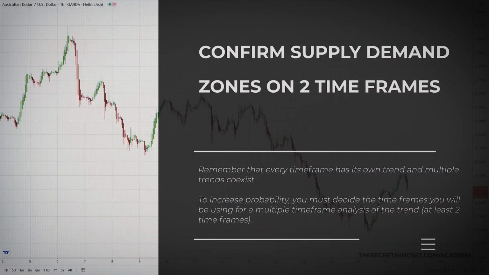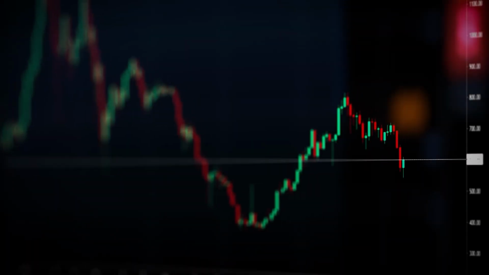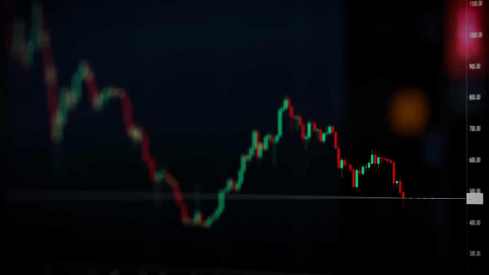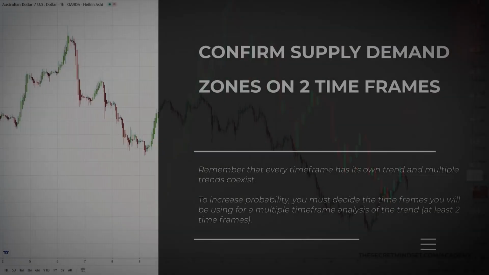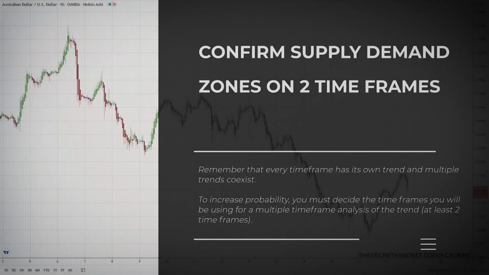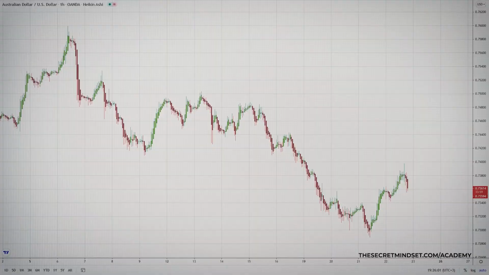And remember that every time frame has its own trend and multiple trends coexist. You may be trading in an uptrend on the 1 hour time frame, but the daily time frame is in a downtrend. So the first thing you need to do is to decide the time frames you will be using for a multiple time frame analysis of the trend. You need at least 2 time frames.